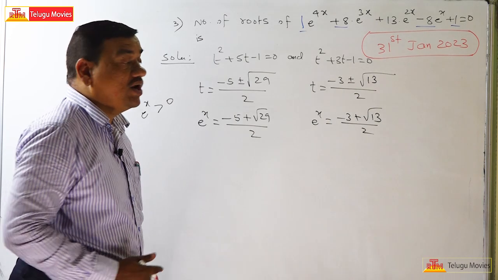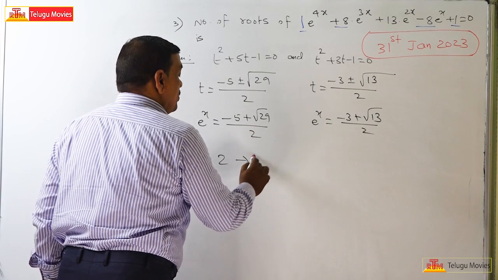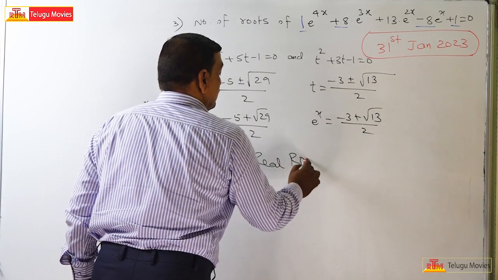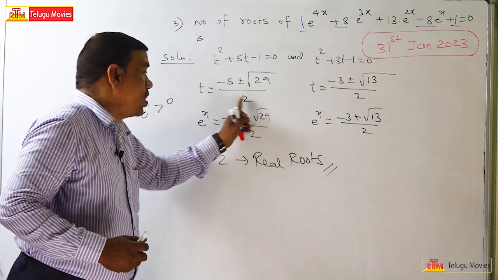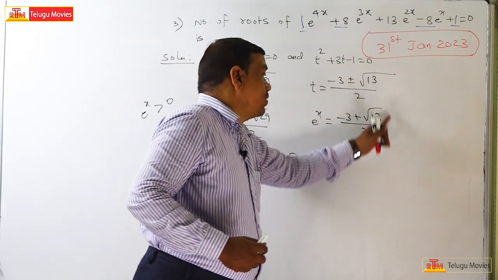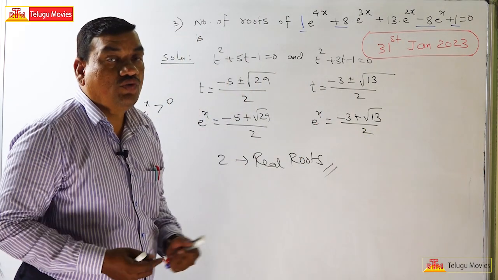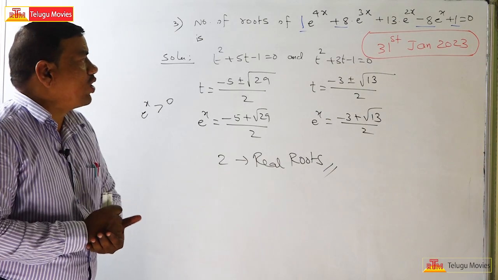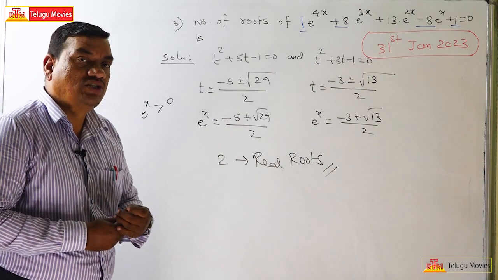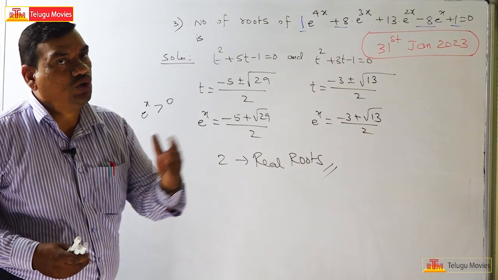So 2 real roots you will get. So e power x, x is equal to log of this value, x is equal to log of this value. So we will get 2 real roots. So very easy problem this is. I hope that you understand this solution. So let us move to next problem.